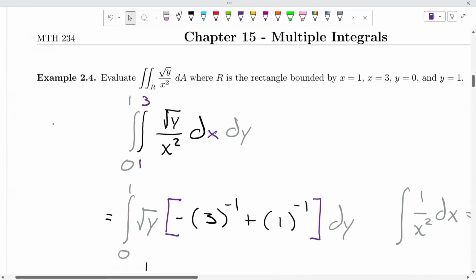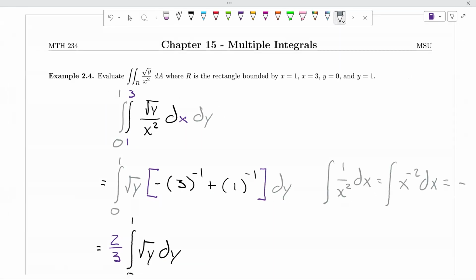This function, root y over x squared, if I just rewrite what that f of x y is, which is root y times x to the negative 2, this is really x to the -2 times y to the 1/2, if I also just change things over to powers. But I can see that the function is separable because I can pull all of my x's out in front, multiplied by all of my y's in the second half.